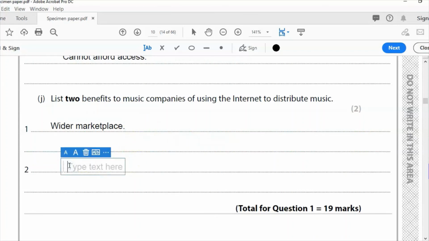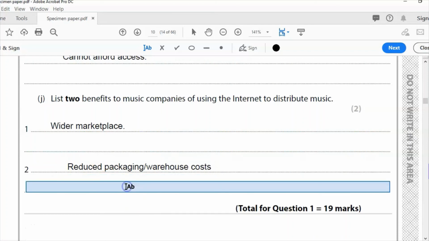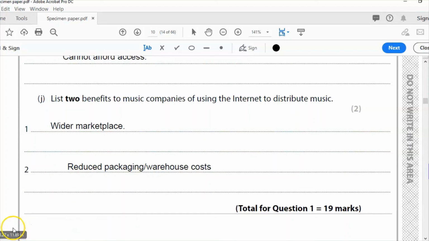Also thinking about as well, reduced packaging, warehouse costs, reduced cost of packaging, environmental cost reduction, no need to keep stock, etc. There's loads you could put there, but we're just going to stick with 2, and that's 2 marks. So that concludes question 1. 19 marks. Big chunk of the 100 this is worth.